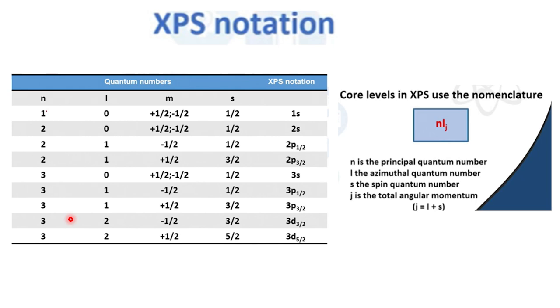In the case of d, there are also two possibilities, 3d 3/2 or 3d 5/2, by adding these two. So these are the different XPS notations of different electrons, and we actually check the binding energy of each electron. These are, you may say, the identification labels of a specific electron.